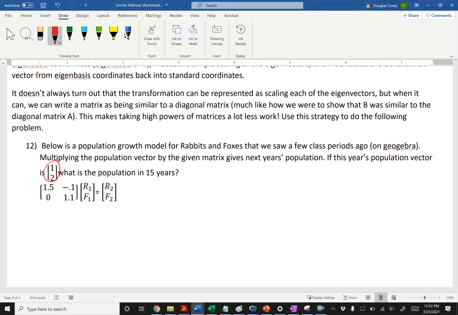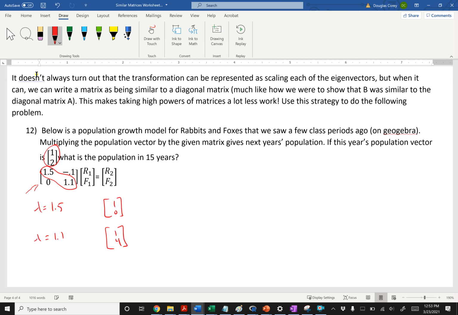If there's too many foxes, they might eat all the rabbits. That's what this model shows. So what we're going to do is, first, find the eigenvectors and eigenvalues of that matrix. I've already done this. The eigenvalues are just right there because it's a triangular matrix. Lambda equals 1.5, lambda equals 1.1. The eigenvector associated with lambda equals 1.5 is (1, 0). And the eigenvector associated with 1.1 is (1, 4).